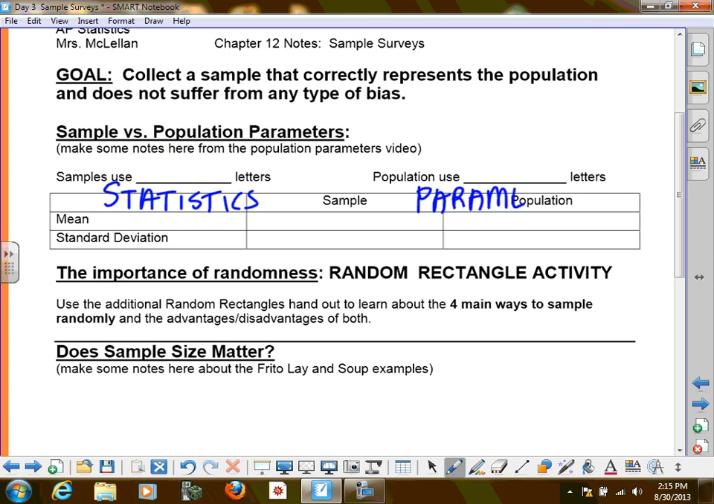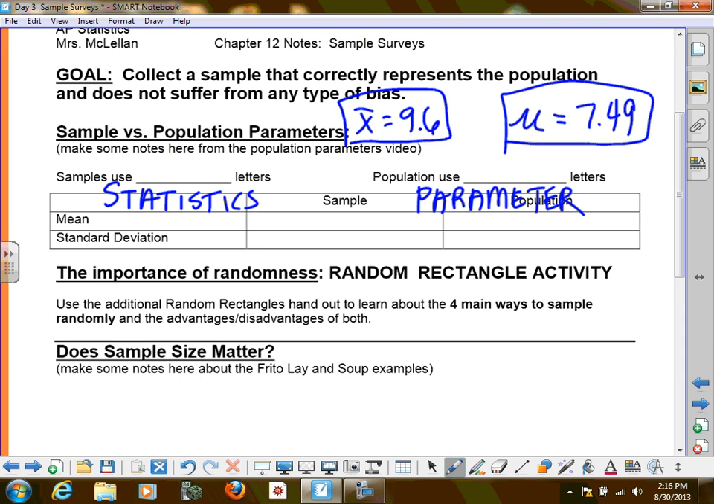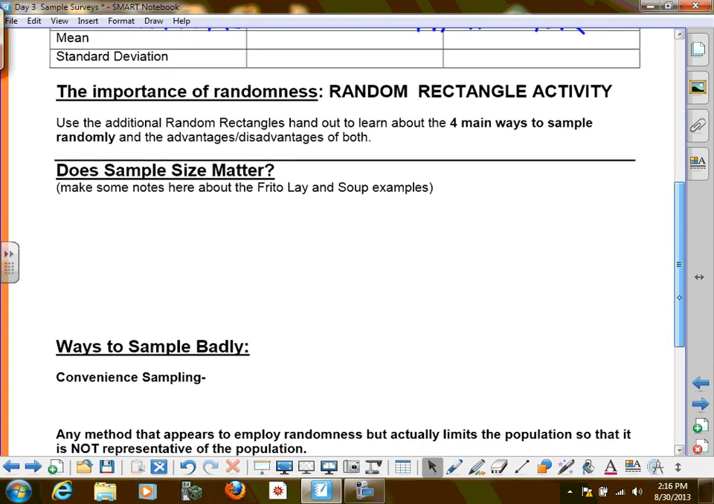When I did the entire average of all of the rectangles, it was that mu equals 7.49 because it was for all of the rectangles. But when I just did a judgment sample, the sample of my one little 5 things was 9.6. See? This was when I just sampled 5. This was when I averaged all of them. Okay. And then we've already talked about the importance of the random rectangles.